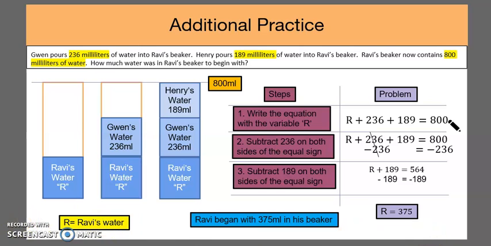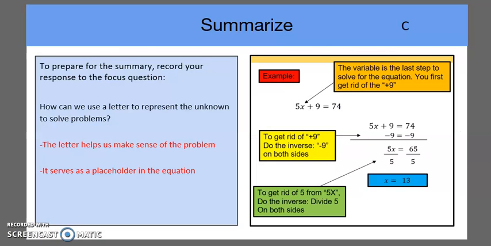Last, we're going to go through our summarization. So when working with students on how we can use a letter to represent the unknown to solve problems, the letter helps us make sense of the problem, and it also serves as a placeholder in the equation. Hopefully these tricks and guidance will help you and your students with these strategies and looking at similar math word problems and getting to the answer.